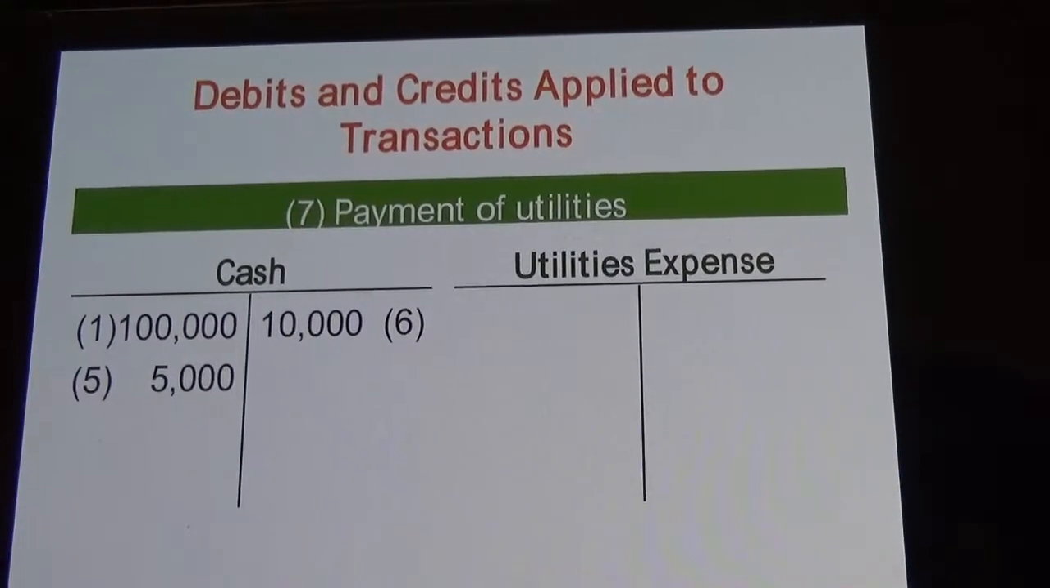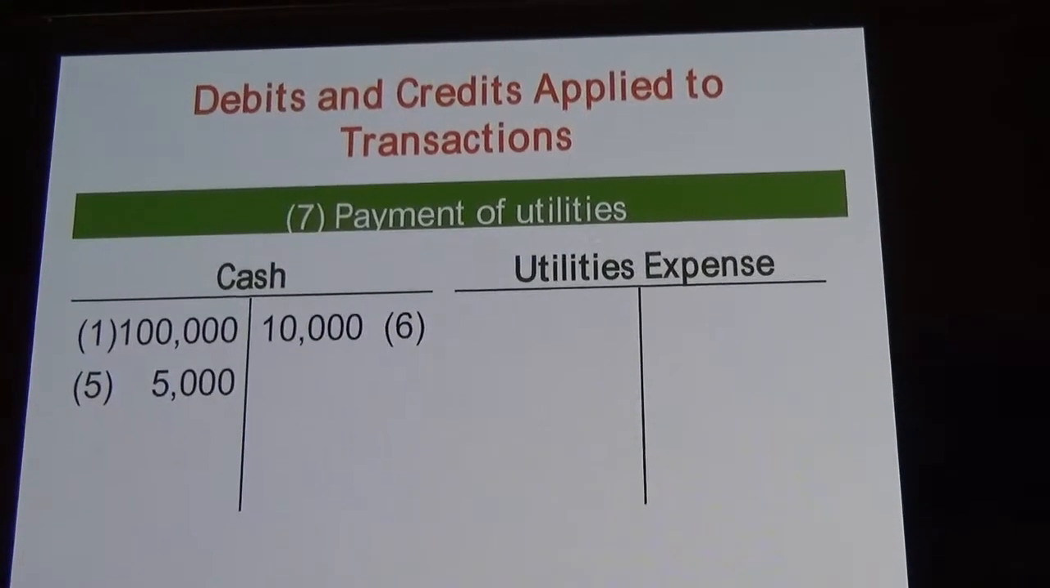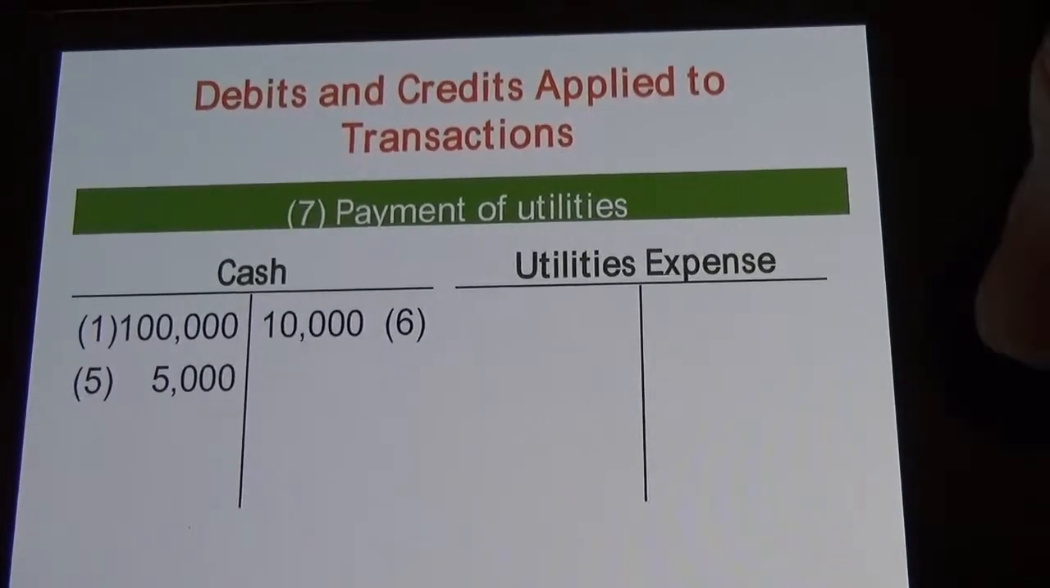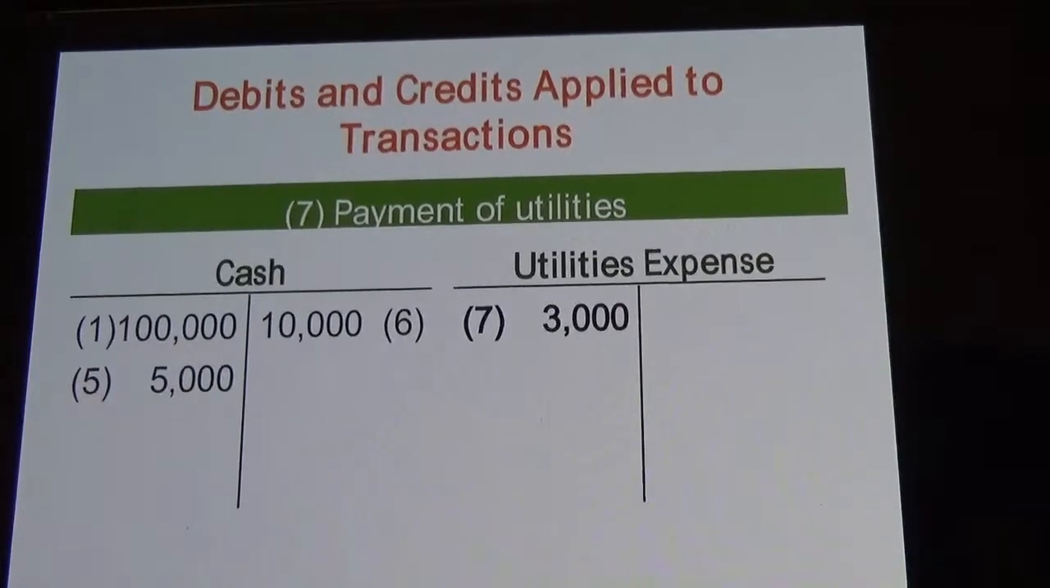Next, we pay utilities. That's going to behave the same way as that last example. So we're going to debit the expense account and credit the cash for the $3,000 in utility expense.